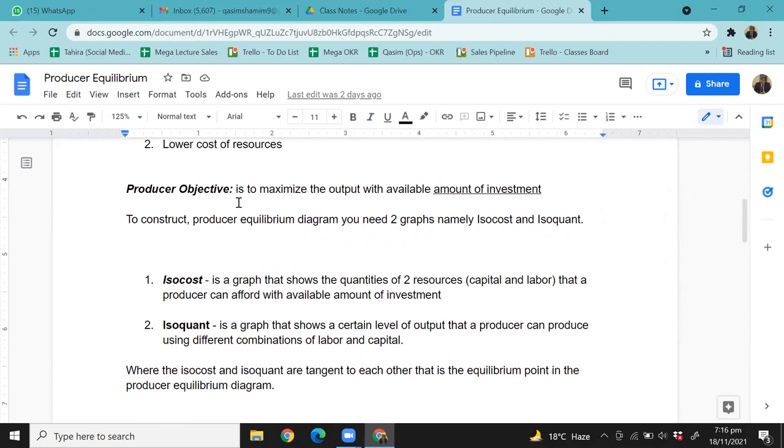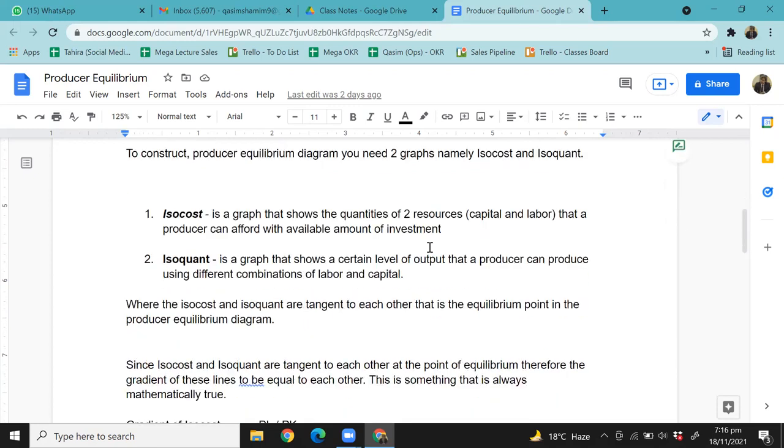Now, what's the objective of a producer? Think about this, just like we discussed what the objective of a consumer is. Similarly, we did mention that the producer is willing to maximize the output with the available amount of investment. So whatever amount is available to invest in the business, with that, the producer wants to maximize output.